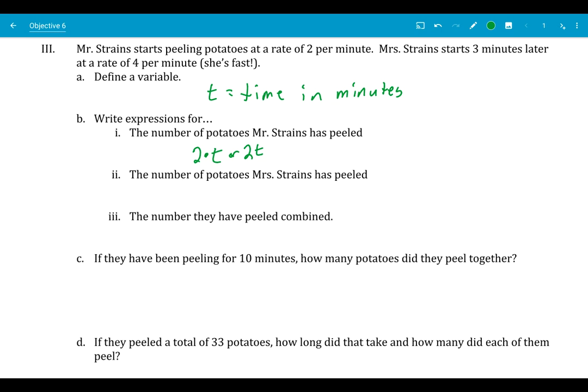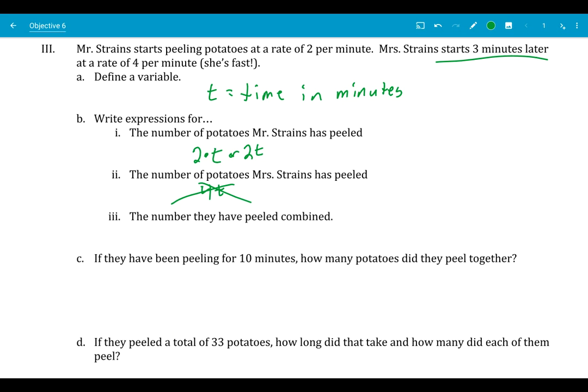Here's where life gets tricky and where we may need to go up and redefine our variable. At first glance, it seems like Mrs. Strains would peel 4t potatoes because she does 4 per minute. However, the key is that she starts 3 minutes later than I did. And we want to use the same variable. We don't want to use a different time variable for her. So we've got to find a way to adjust that.